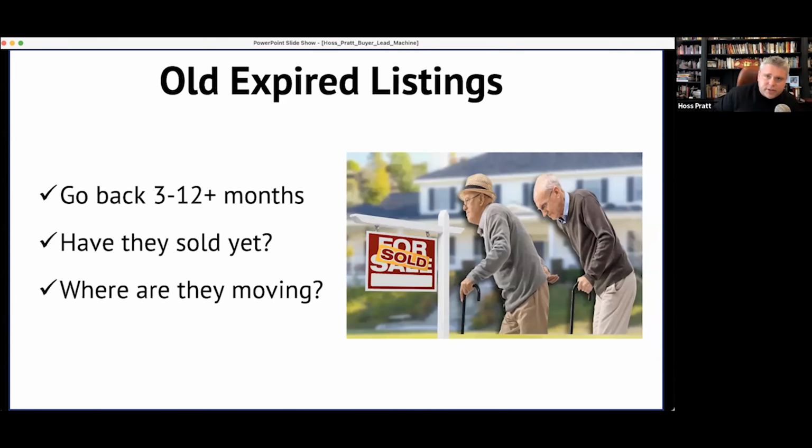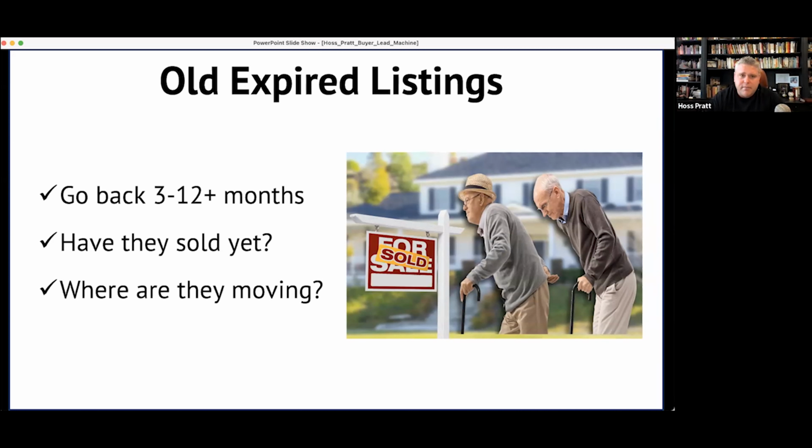Old expireds is a great way to generate buyer leads. If you have a lead provider, go back in your MLS 3 to 12 months and ask, have these folks sold their home yet? Not only is this a way to generate buyer leads, a lot of these folks will list with you too. Nobody's calling them. Nobody's marketing to them.